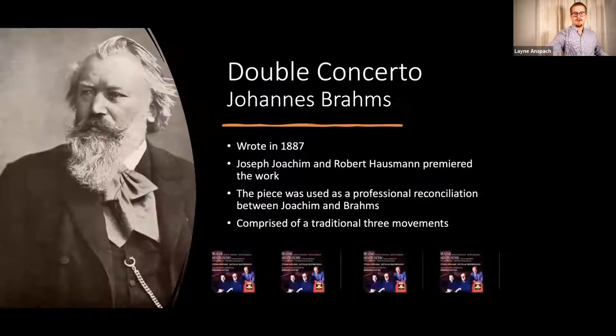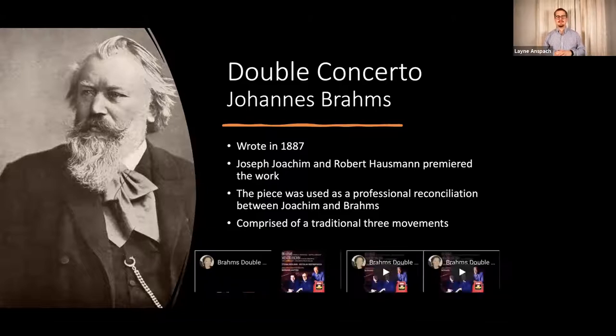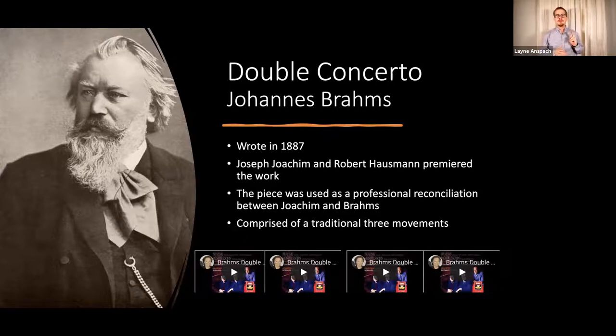So now let's move on to the Brahms, the actual piece itself. I find this is a very interesting piece because Brahms has four main concertos that he's written, one for violin, two piano concertos, and then he has this double concerto for violin and cello, which at this time is very unique. There weren't very many pieces being written for two soloists. If you go back to the Baroque, that happens much more often, but Brahms is writing in the Romantic era, and so that's something that's not very common.